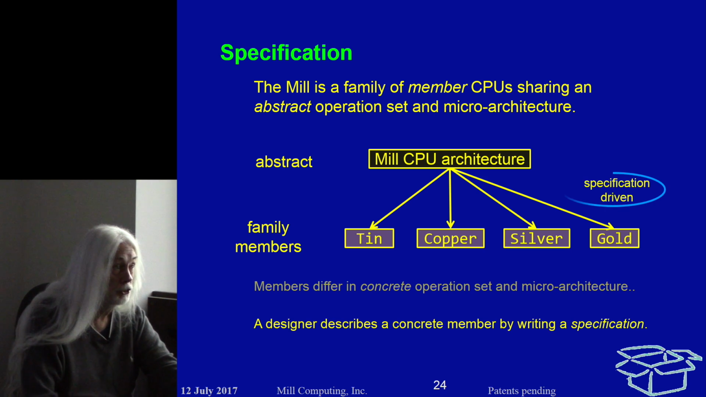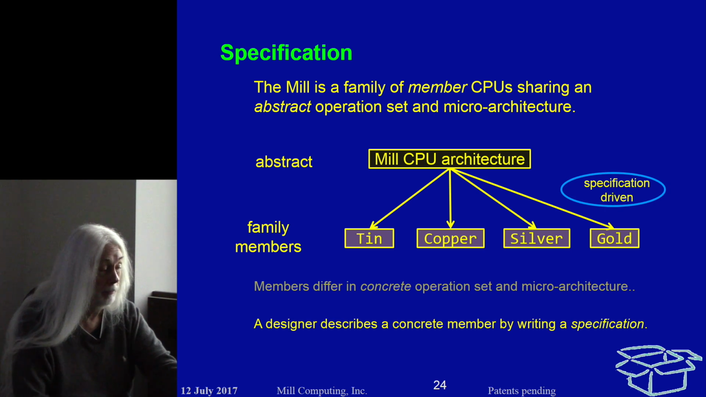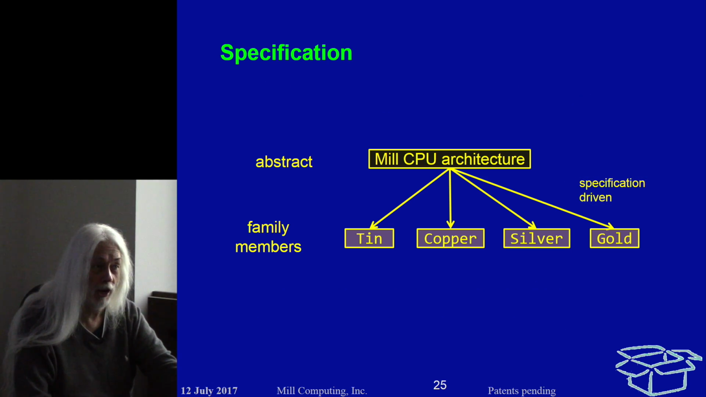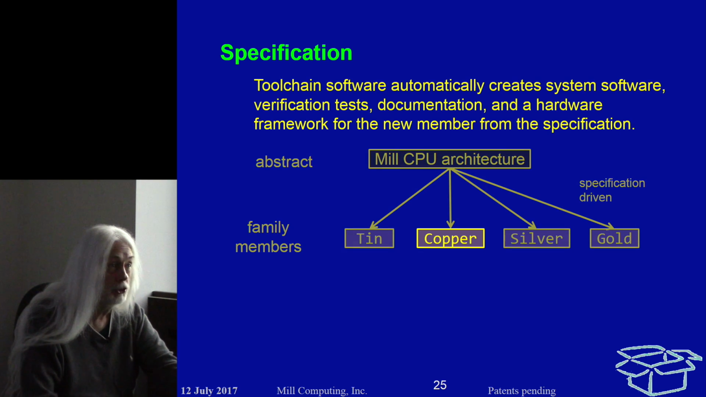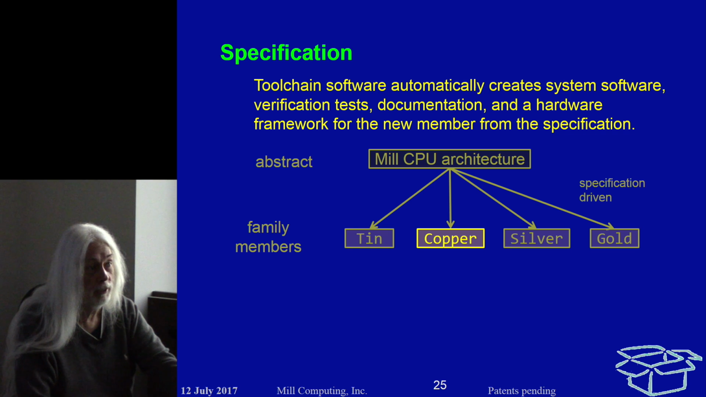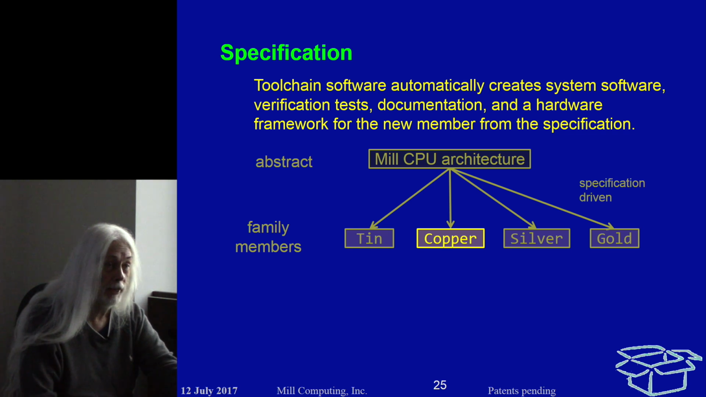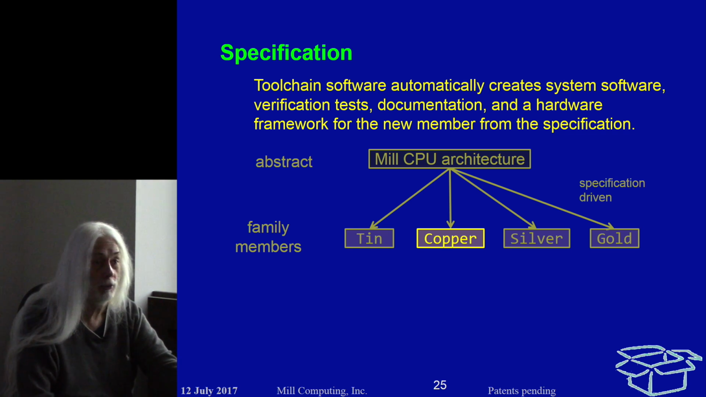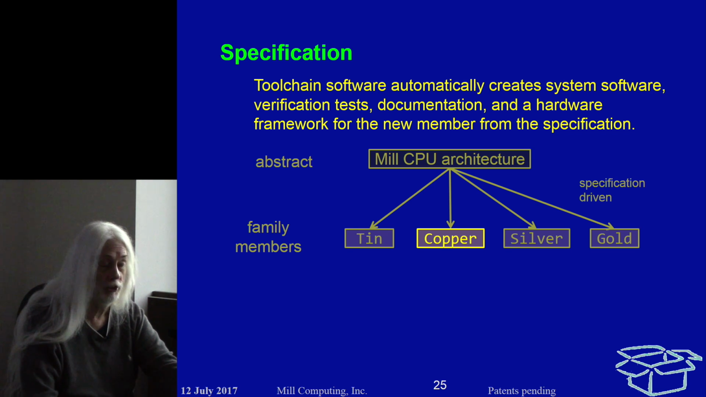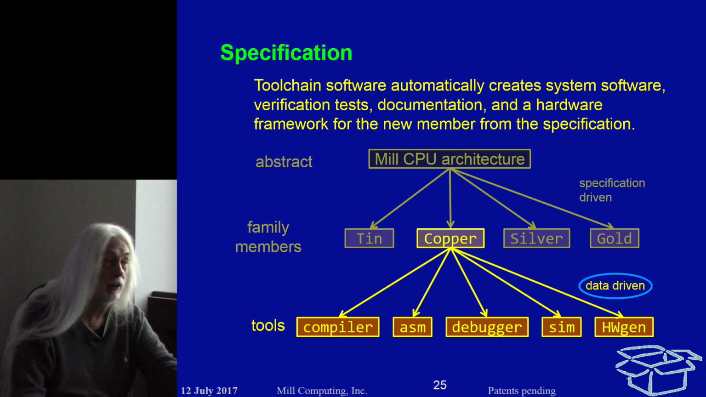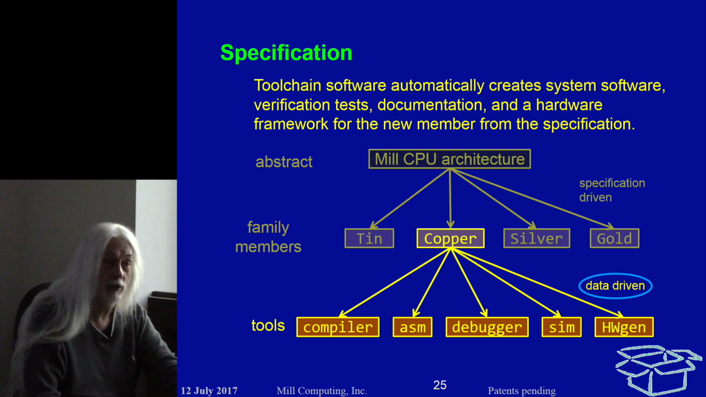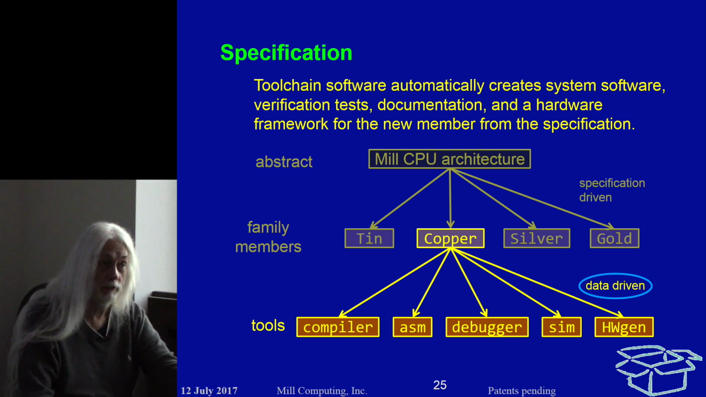A designer describes a particular family member by writing a specification. That's typically a couple of pages of code, and that entire process is specification-driven. Once we have the specification in hand, our existing software takes the specification, cranks through it, determines what the bit-level instruction set is, and constructs tools such as compilers, debuggers, and even generates the Verilog that drives the creation of the hardware.